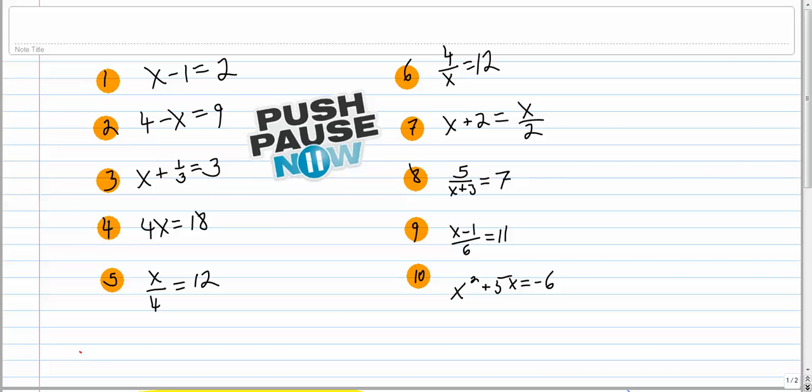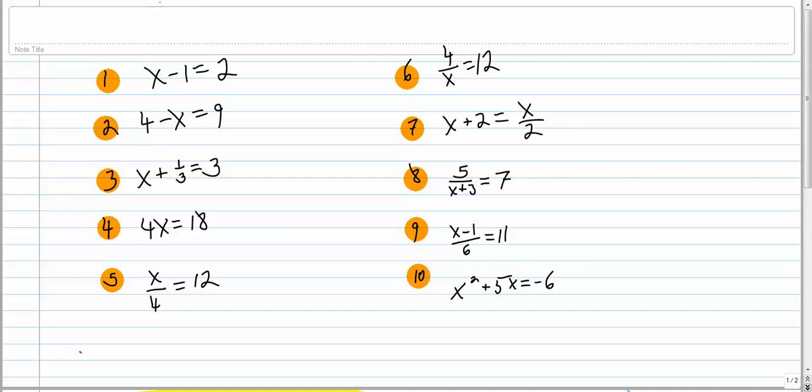So here we go. Some of these we can breeze right through really quickly. I imagine you did. To undo this subtracted 1, what we're going to do is we're going to add 1 to each side. That cancels that out or negates it. And 2 plus 1, we wind up getting x equals 3. Okay, no biggie there.